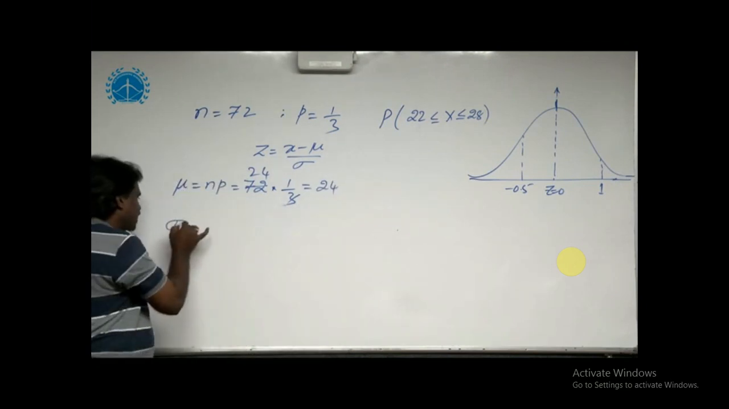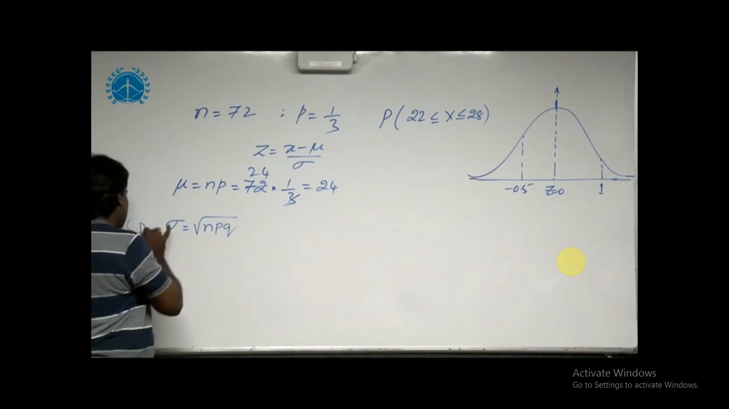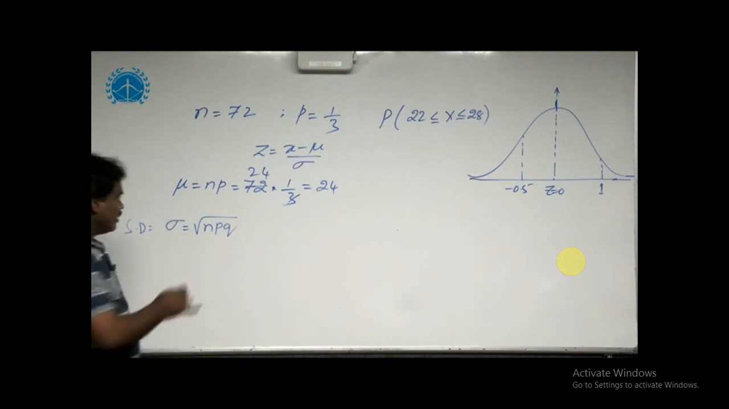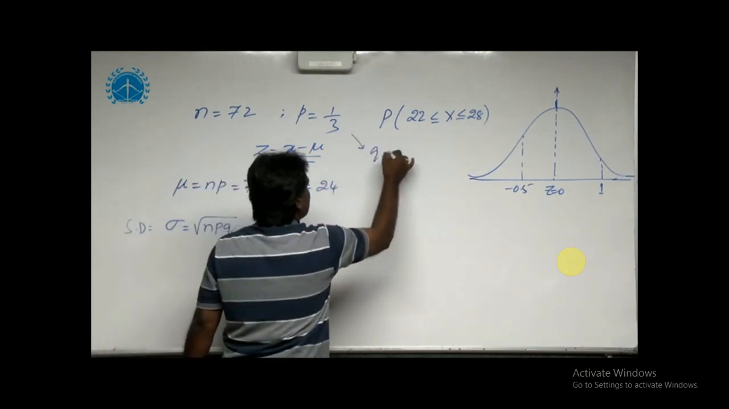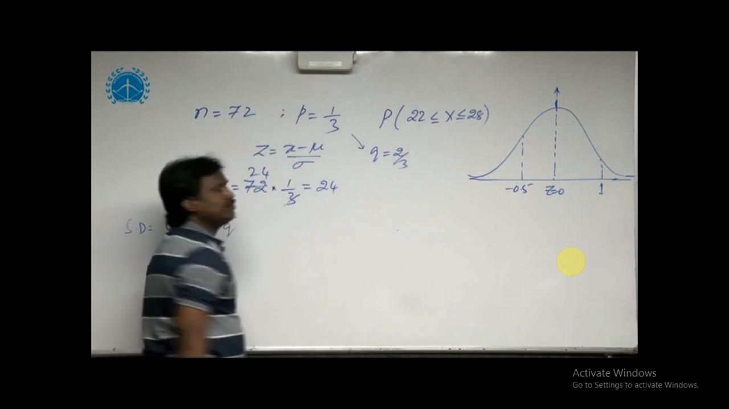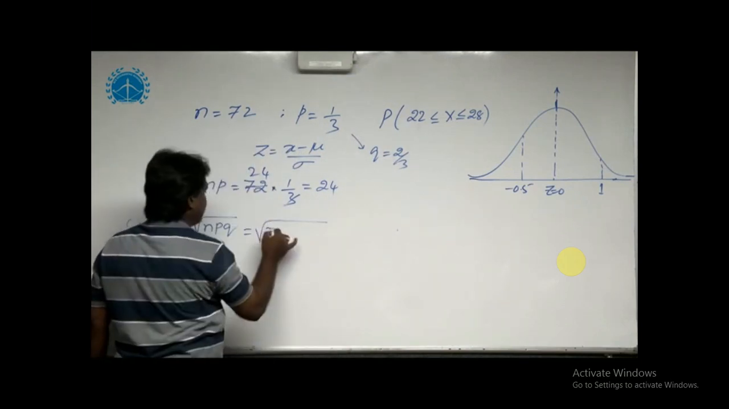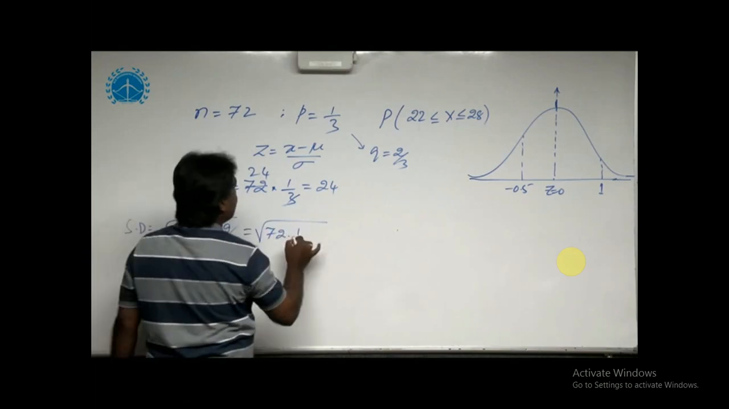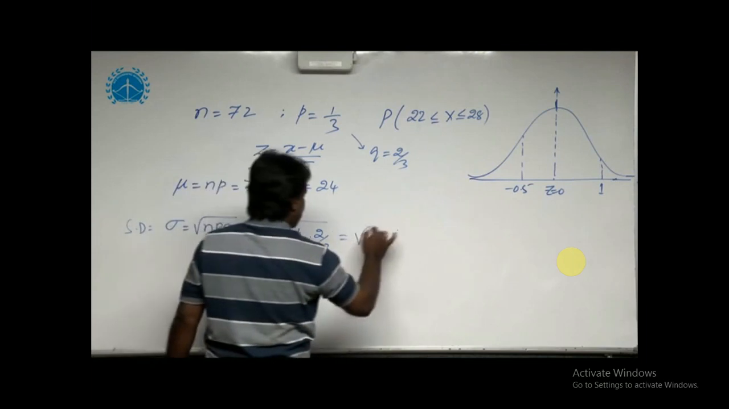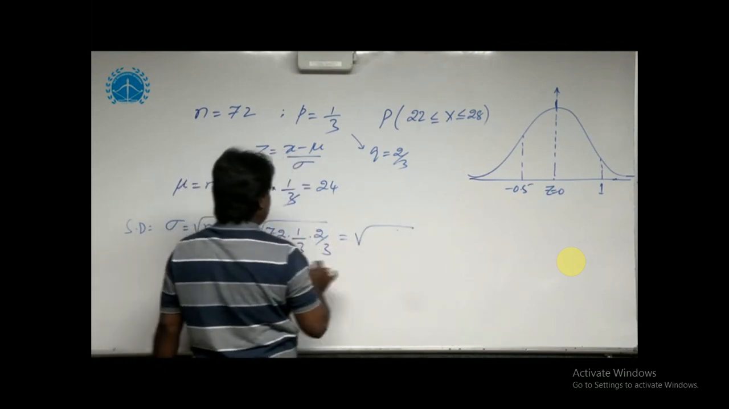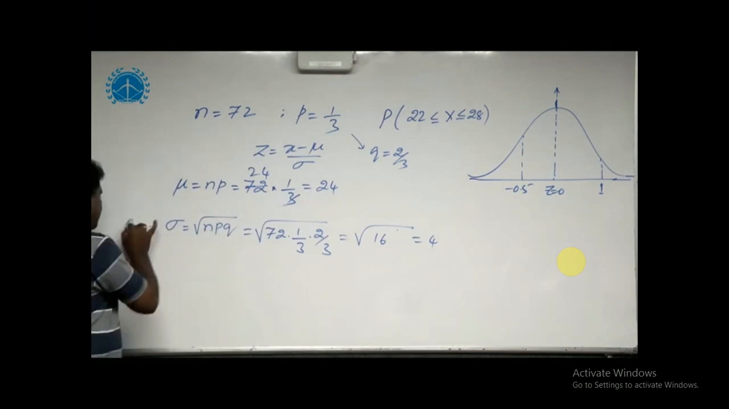And sigma is root npq, that is the standard deviation of the binomial distribution. But in this one q is not given. Once p is 1 by 3, q is equal to 2 by 3, by using p plus q equal to 1. So therefore under the root, n is 72, p is 1 by 3 and q is 2 by 3. So therefore root of 16, so it is 4. Therefore the standard deviation sigma is 4.